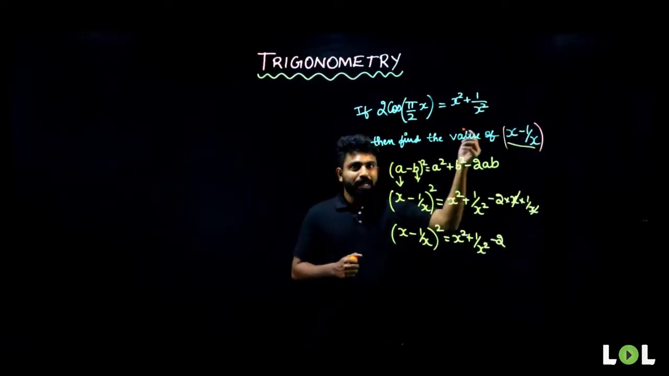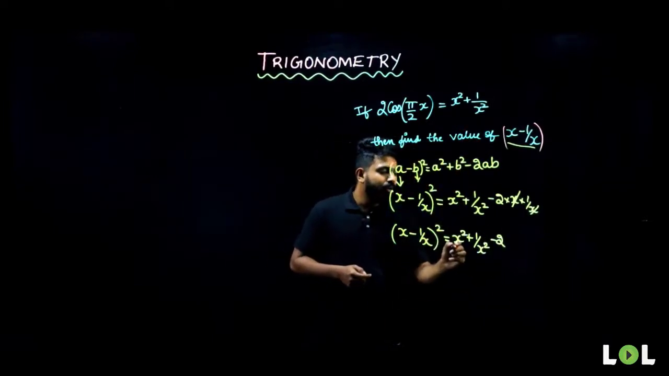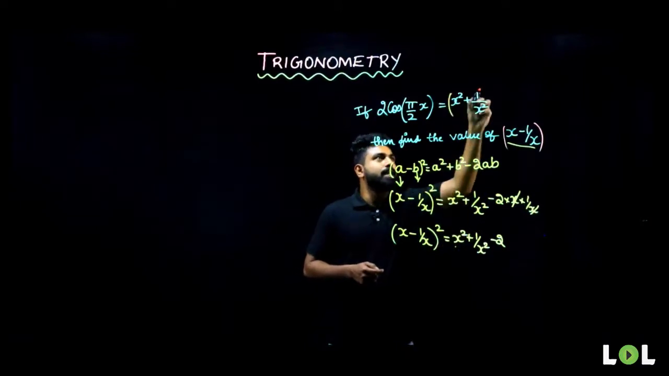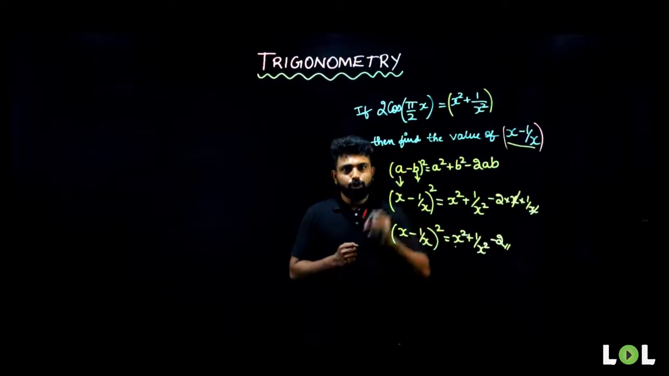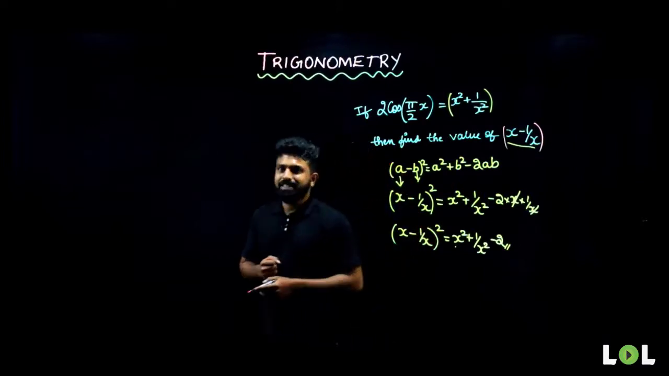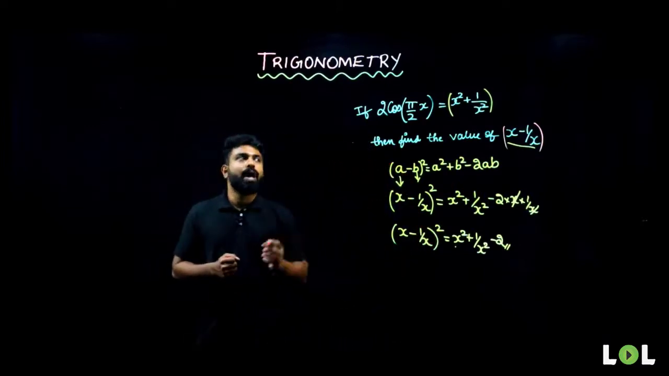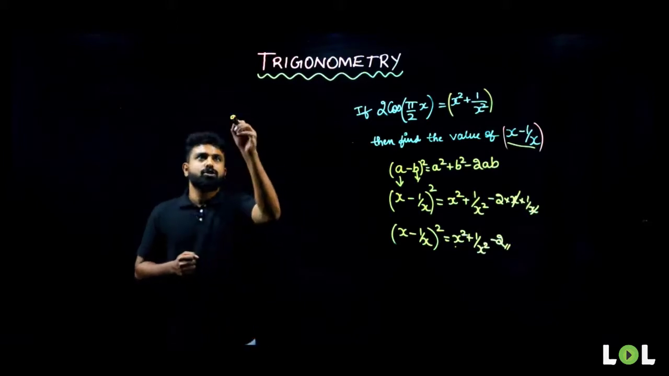But look at the question here. What do I have? I have x square plus 1 by x square here. I am missing minus 2. So how to get that minus 2 there? All I need to do is simply subtract 2 and add 2 to this. So what will I be left with?